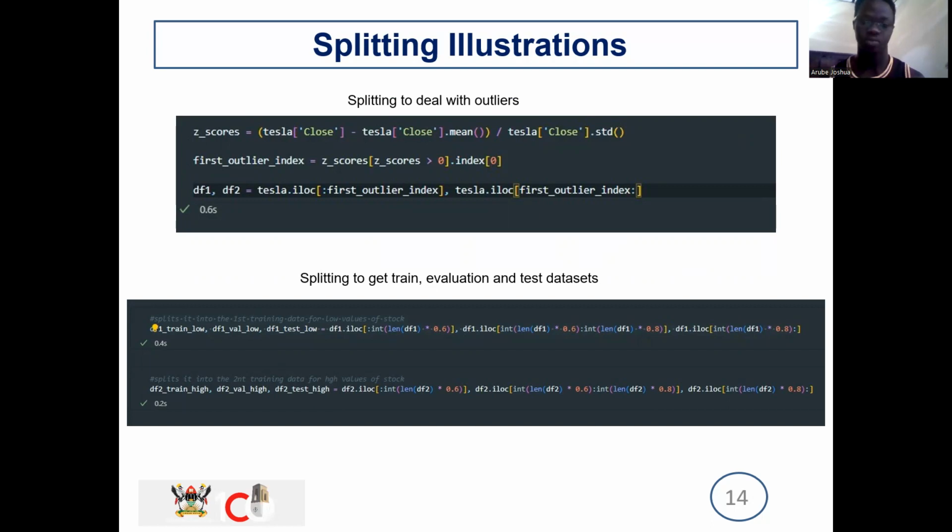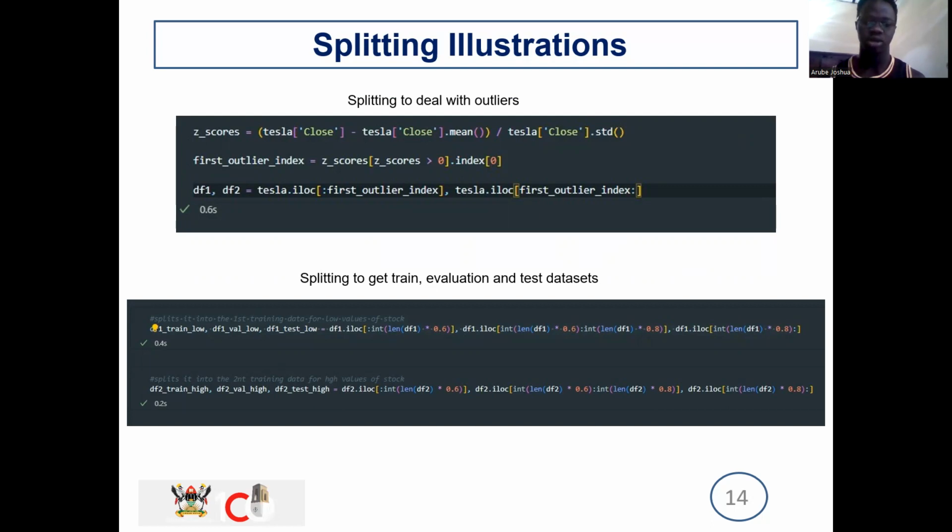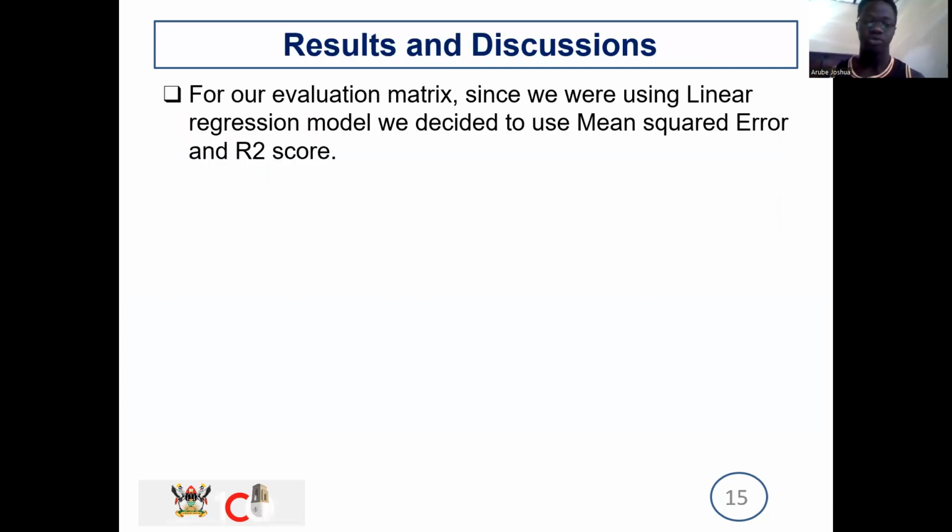Later on, we split the data which we categorized into high and low values. We each split them into train, evaluation, and test data sets, in order for us to train our model and later evaluate. So on training our model, we're able to train it, then evaluate, then do testing. For the evaluation metrics, since this was a linear regression model, we used the mean squared error and the R-squared score.